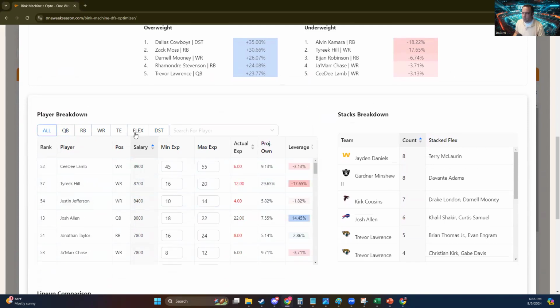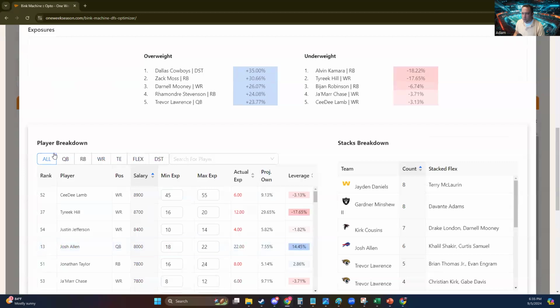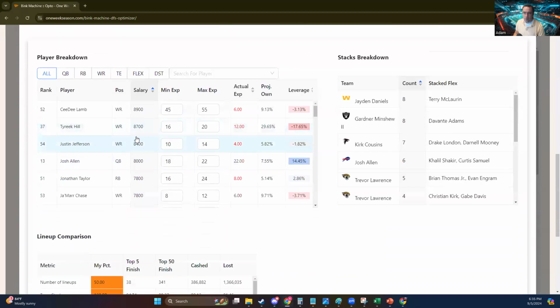And what I want to do here is I actually want to sort. This is a trick I've learned. It's a quick thing to see how bad things are. What I want to do is sort by salary. So I'm going to go to all and sort by salary. And you're going to quickly see that, oh my, I've got 6% CD Lamb.